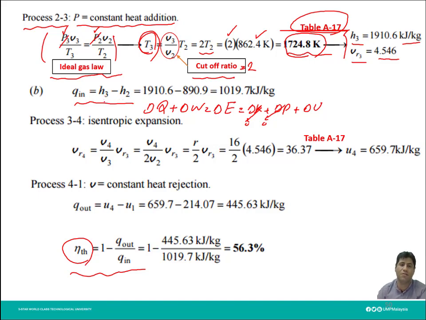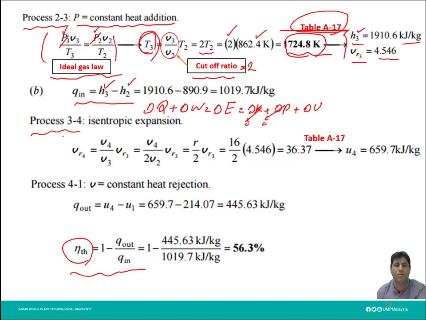I have already discussed this equation in the proof of the thermal efficiency of different types of cycles. So Q in will be equal to H3 minus H2. We have H3 here, we have H2. Now you can see why those properties were important, because here we are going to use them to calculate Q in. And how about Q out?